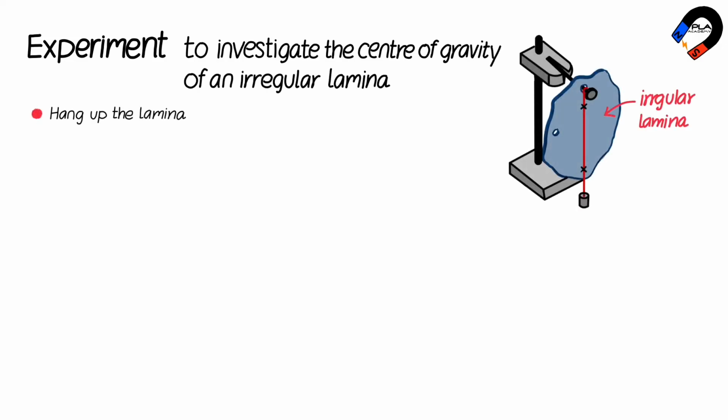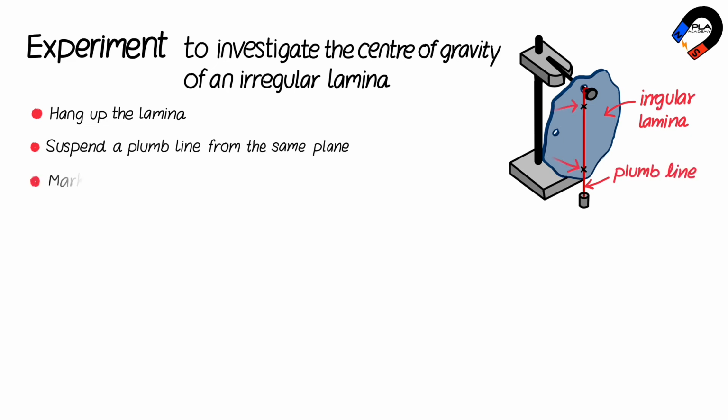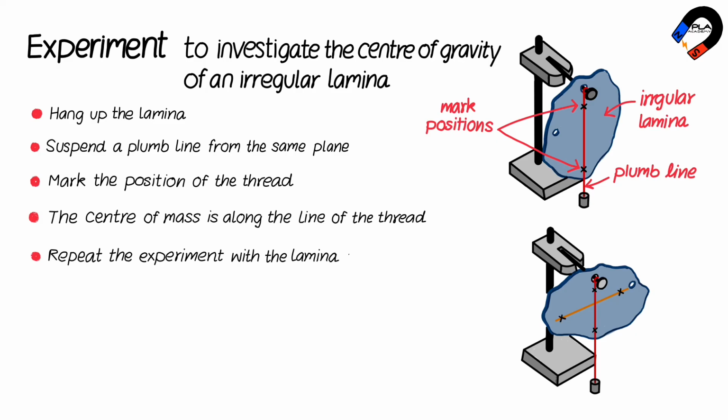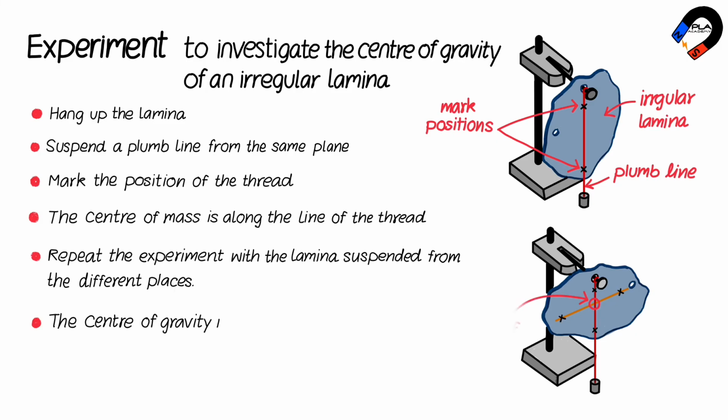Experiment to investigate the center of gravity of an irregular lamina. Hang up the lamina as shown. Suspend a plumb line from the same plane. Mark the position of the thread as shown. The center of gravity is along the line of the thread. Repeat the experiment with the lamina suspended from different places. The center of gravity is where these lines cross.